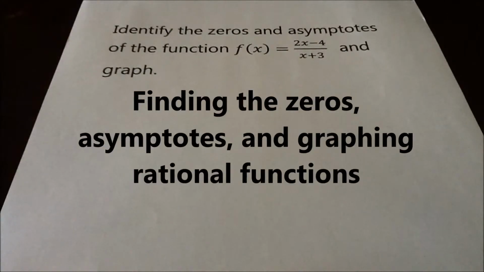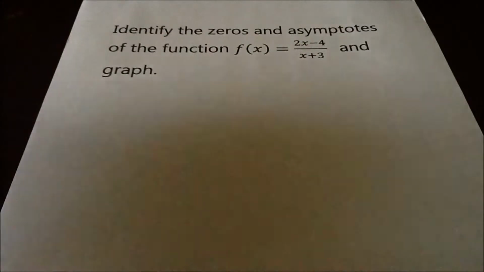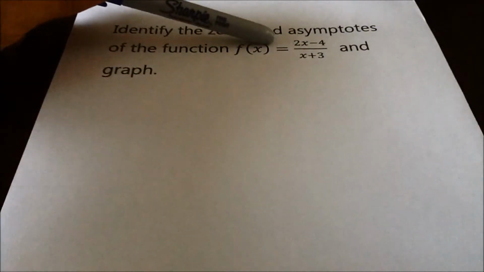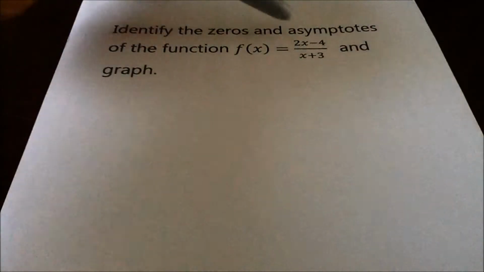In this video, I am going to show you how to find the zeros, asymptotes, and how to graph this rational function. Our rational function is f of x equals (2x - 4) over (x + 3). To find the zeros of this function, focus on the expression in the numerator.